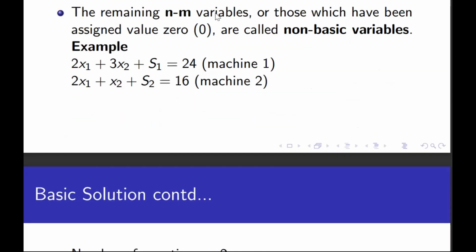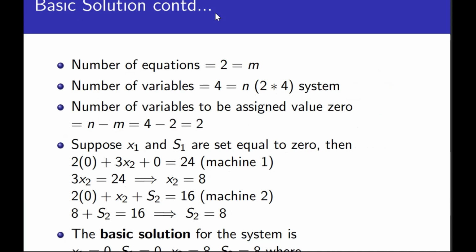Example: 2x1 plus 3x2 plus s1 is equal to 24. 2x1 plus x2 plus s2 is equal to 16. The number of equations is 2, that is m. The number of variables is 4, which is n. So for the 2 by 4 system, the number of variables to be assigned is 4 minus 2, which is 2. Suppose x1 and s1 are set equal to 0.